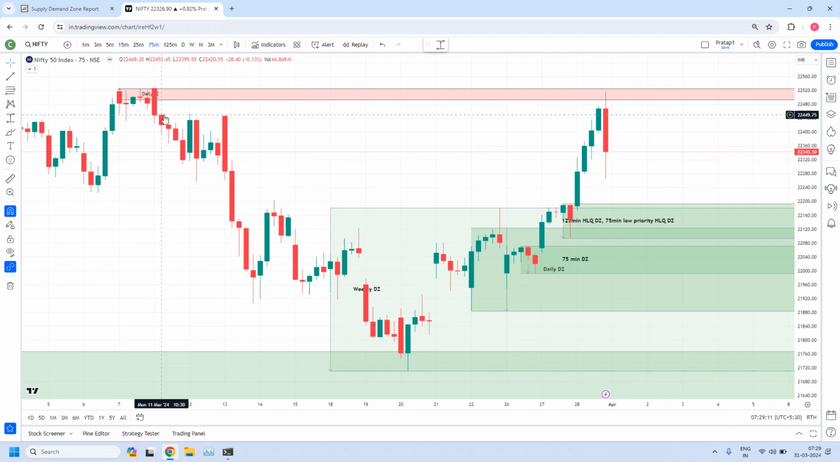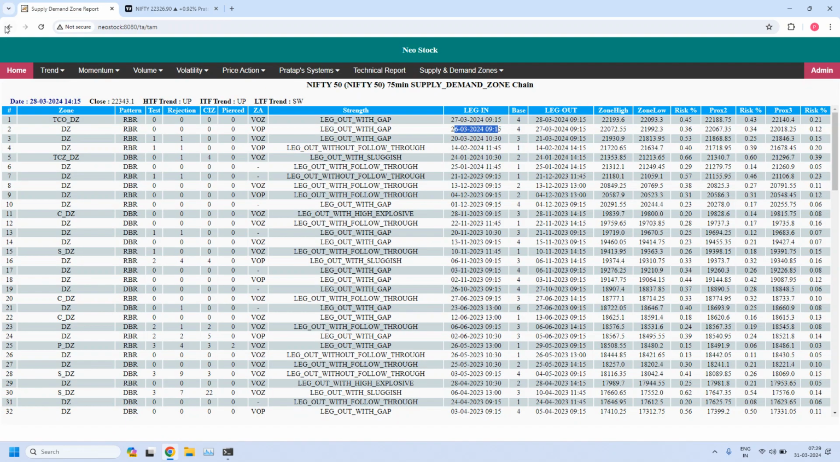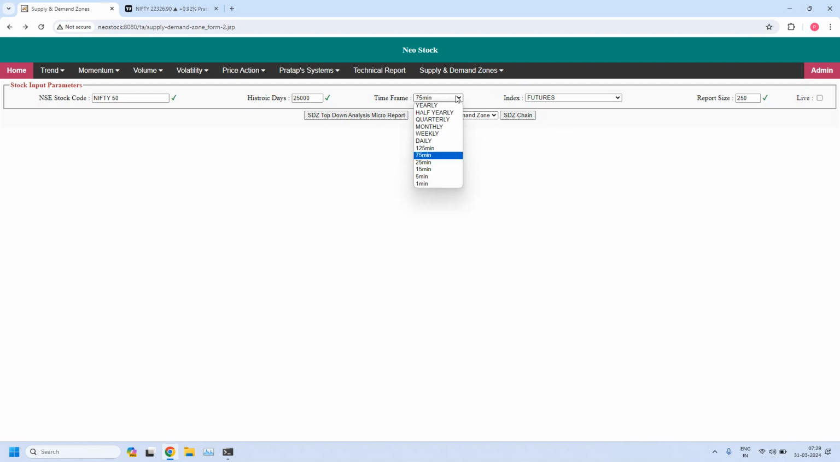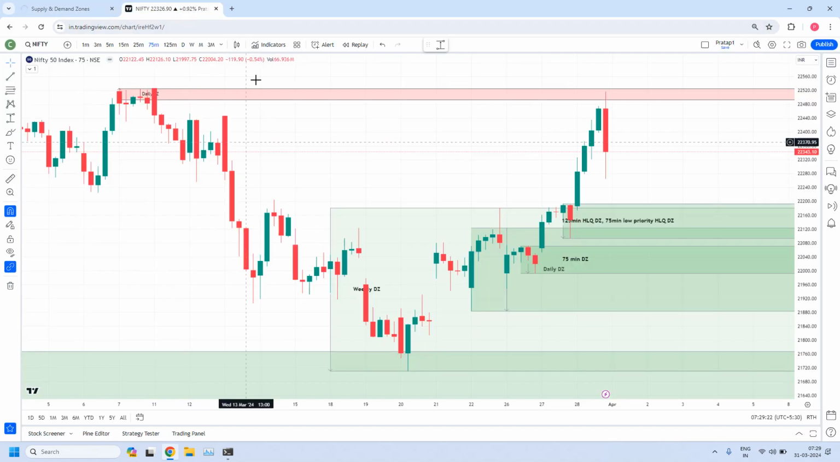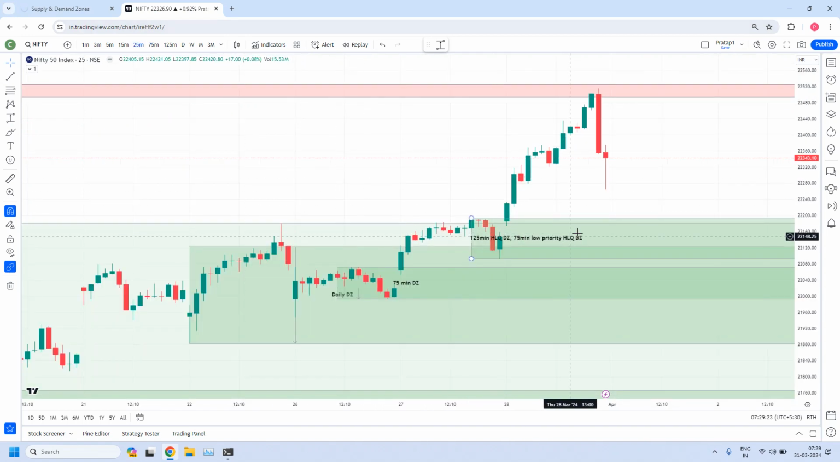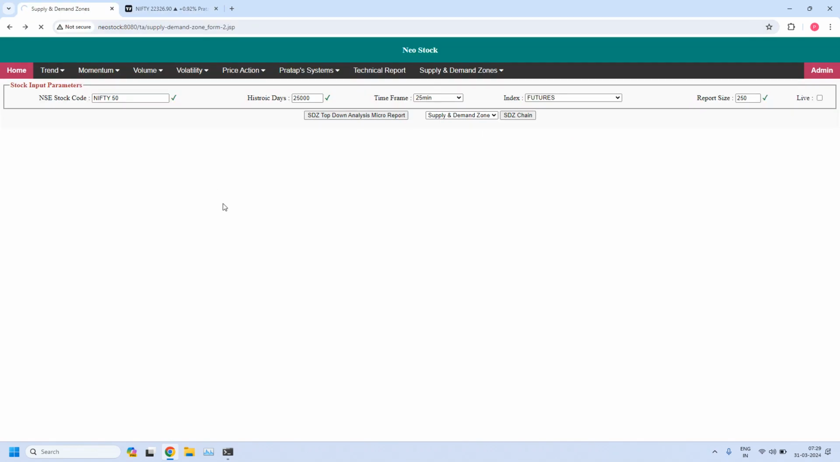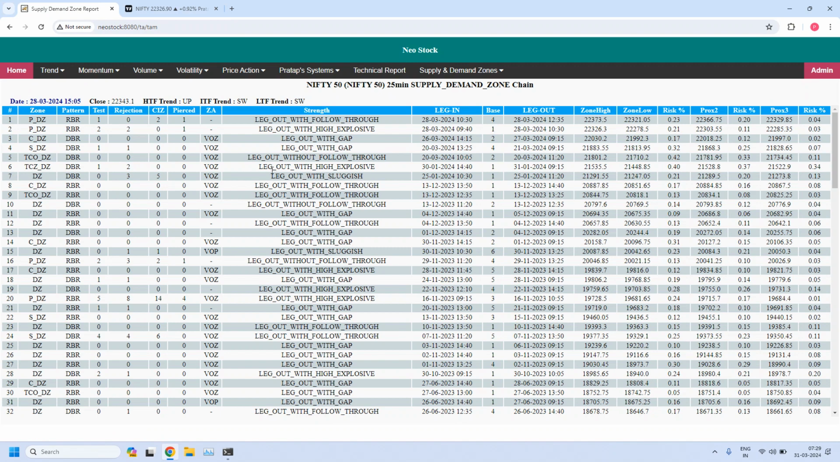So now let us move on to the next time frame, 25 minutes. Changing the time frame to 25 minutes and I am generating the chain. Before that, here also let me change the time frame. Still it is processing. Yeah, it is ready. Chain is ready. See, here also there are no supply zones on 25 minutes.